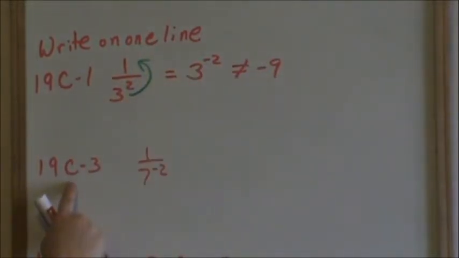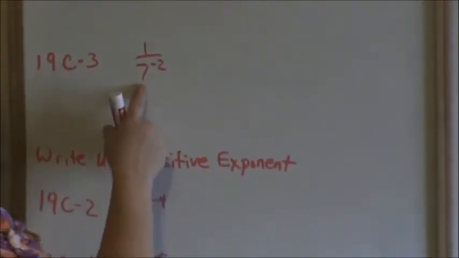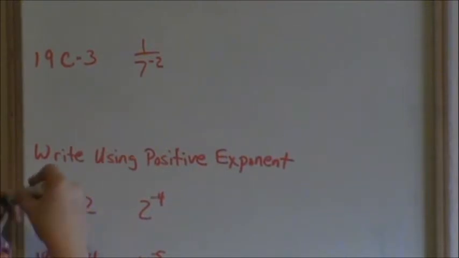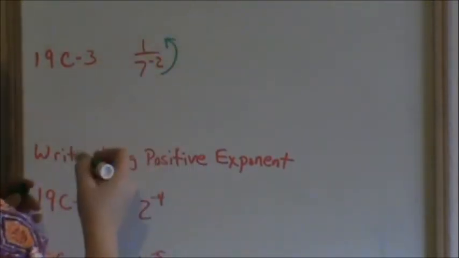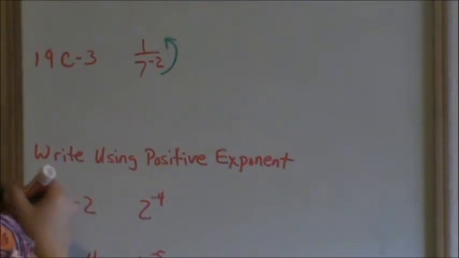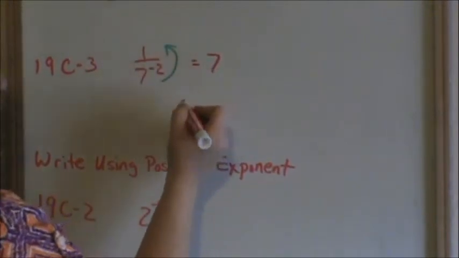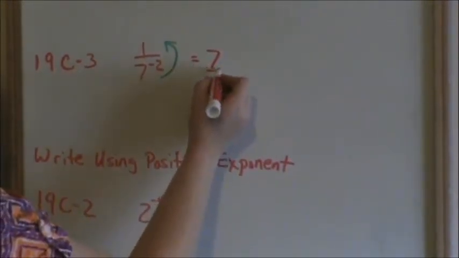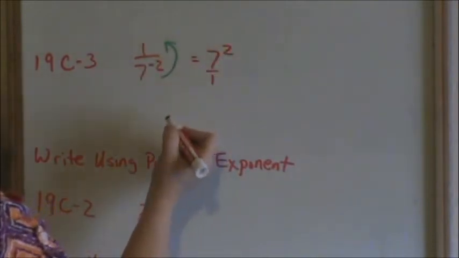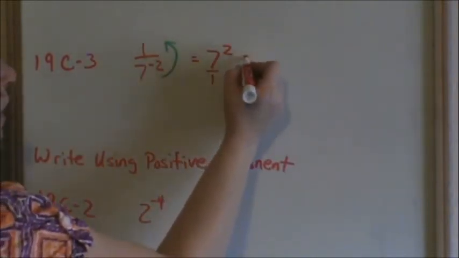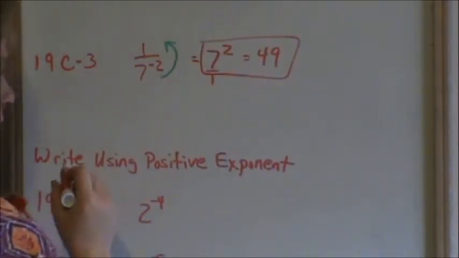Looking at 19C number 3, still the same instructions to write it on one line. So I do not want the 7 in the denominator. I want to move it up to where it's written in the numerator. But if I change the place of the base, I have to change the sign of the exponent. So moving this up to where it would be like 7 over 1, moving it to the numerator, I have to change the sign of the exponent, so that becomes 7 squared. If you want to multiply that out to 49, either answer is acceptable.